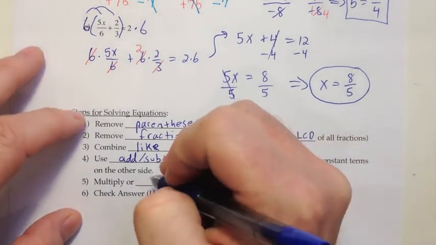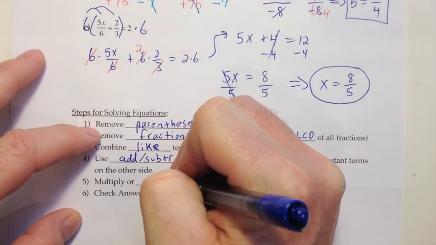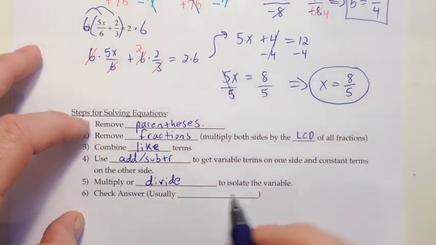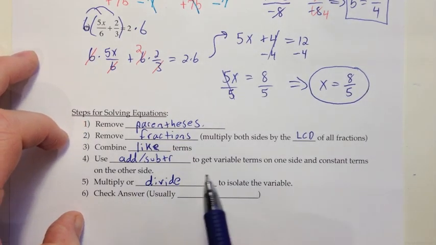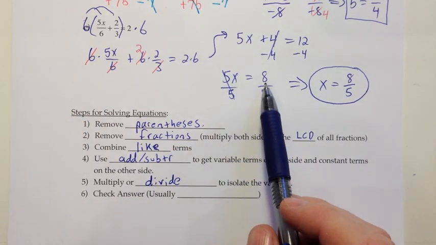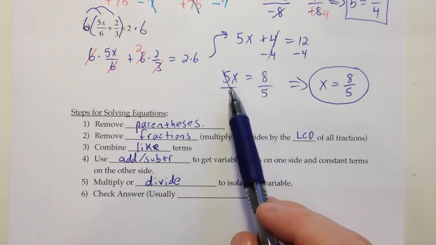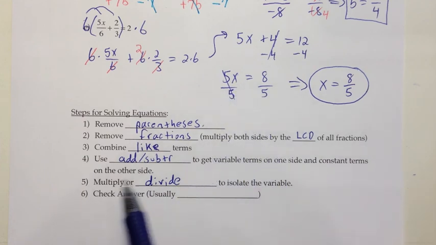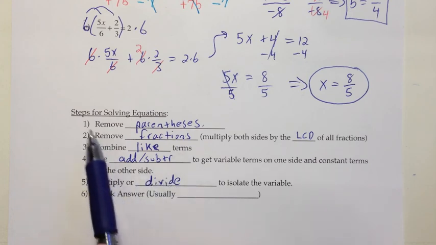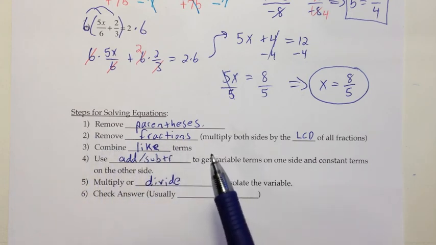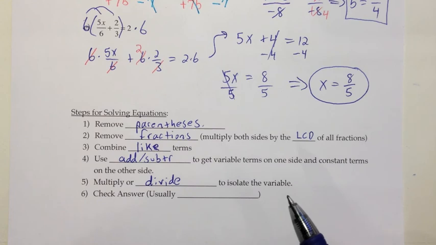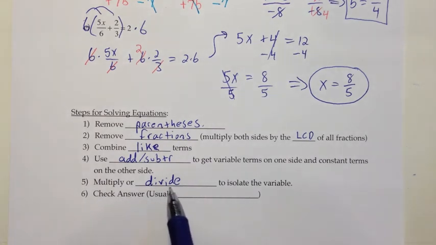And then multiply or divide to isolate the variable. So that's pretty much always going to be a division step. So if you look at our last step, we had 5x equals 8 here, so we divided by 5 to get x by itself. The only way that would ever be a multiplication is if you had a denominator, and according to these steps you would have gotten rid of any fractions in step 2. So typically books will say multiply or divide, but if you're clearing fractions like you're supposed to, it'll always end up being a division step.